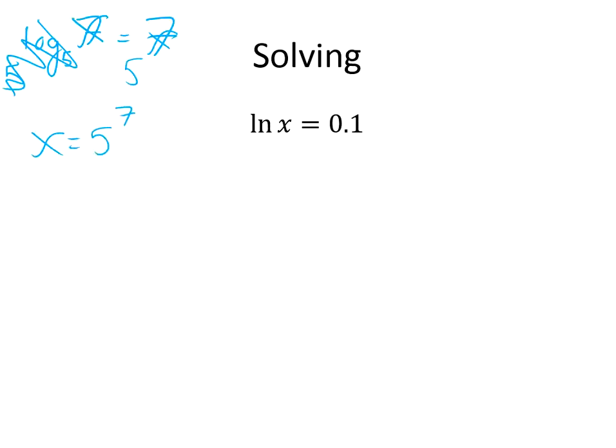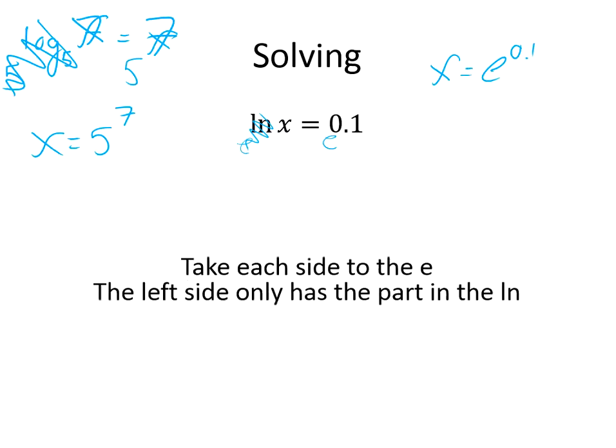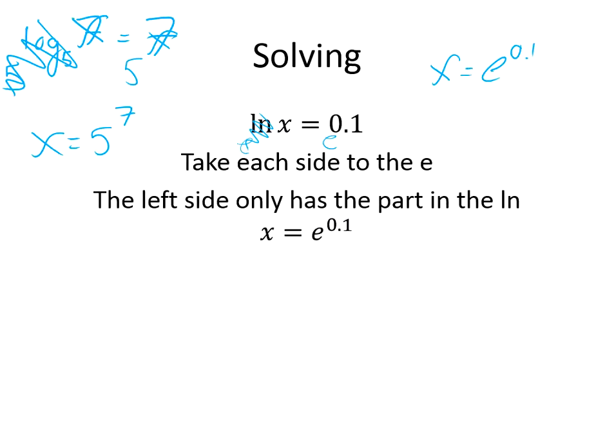Same thing happens here. But with natural log, our base is e, so we take both sides to e. If you take e to the power of a natural log, they disappear, leaving us with just x is equal to e to the 0.1. Then you type that into your calculator, and it comes up as about 1.1052, approximately. And so that's what we have.